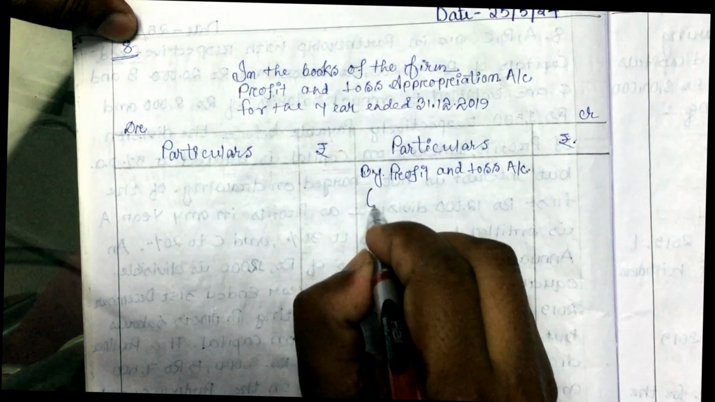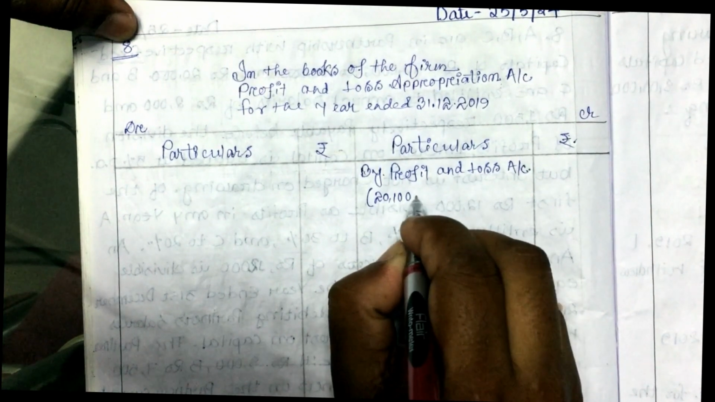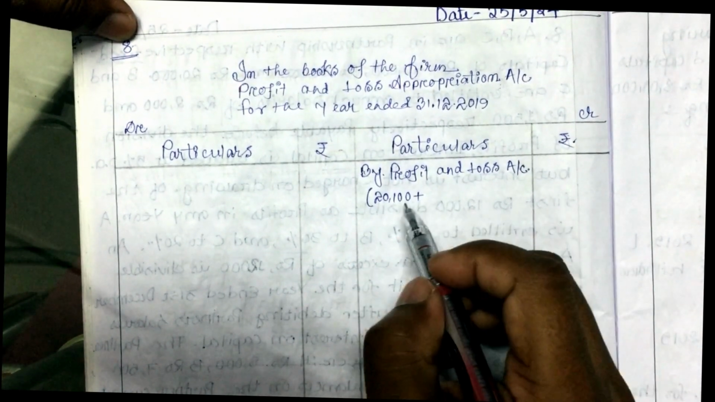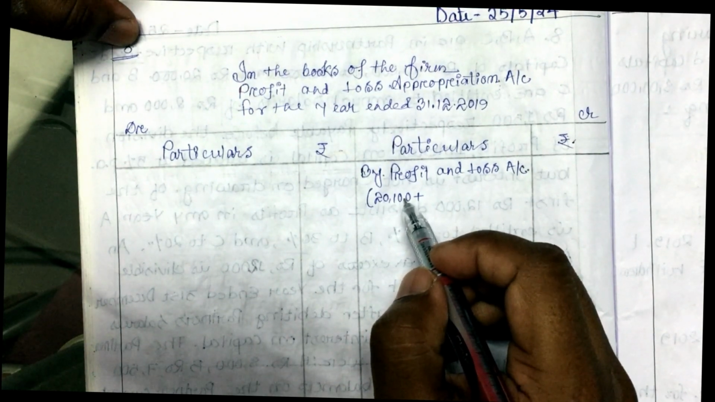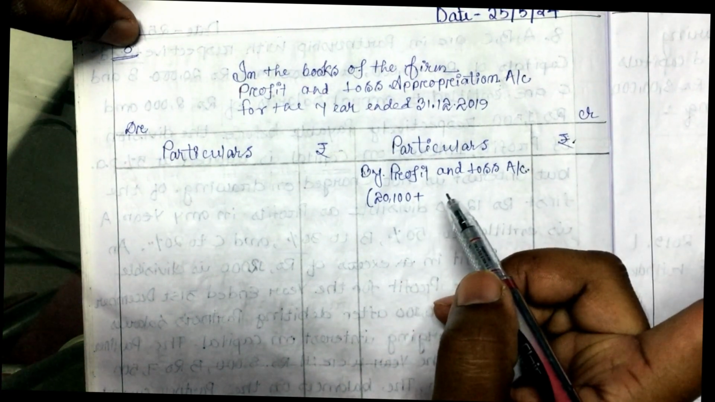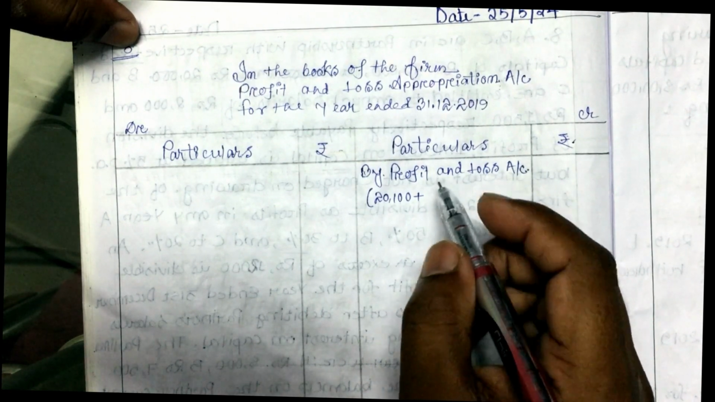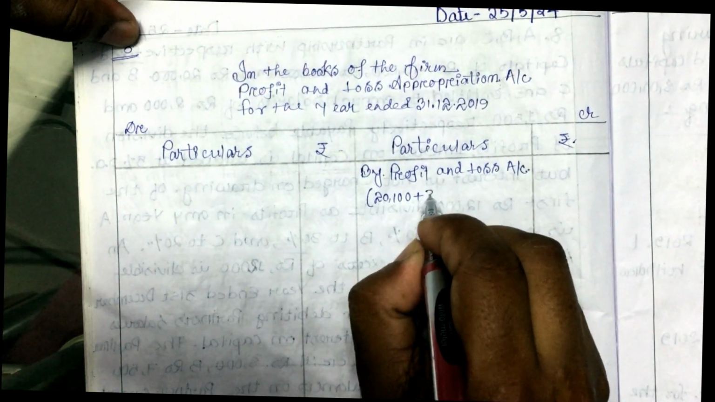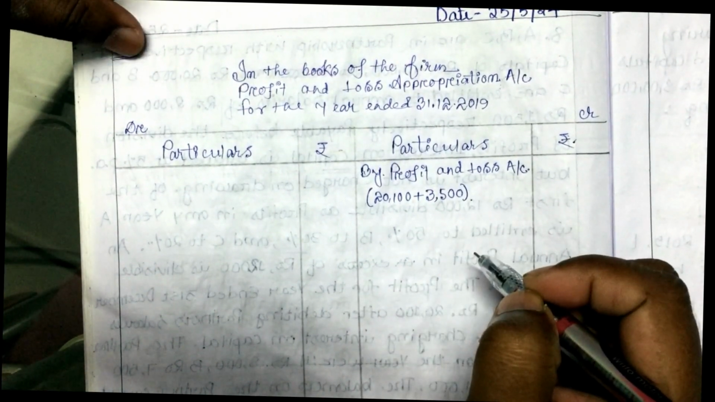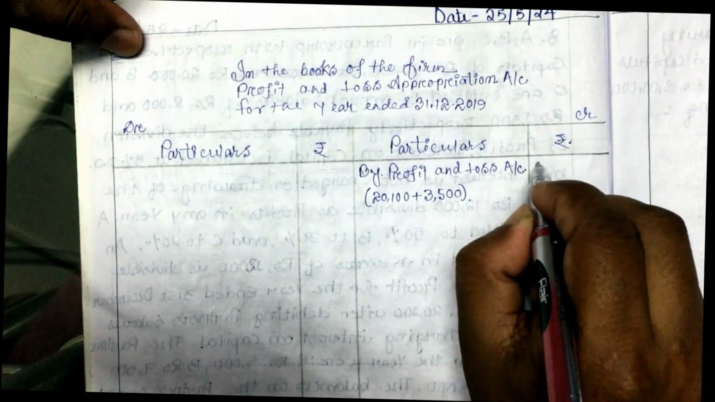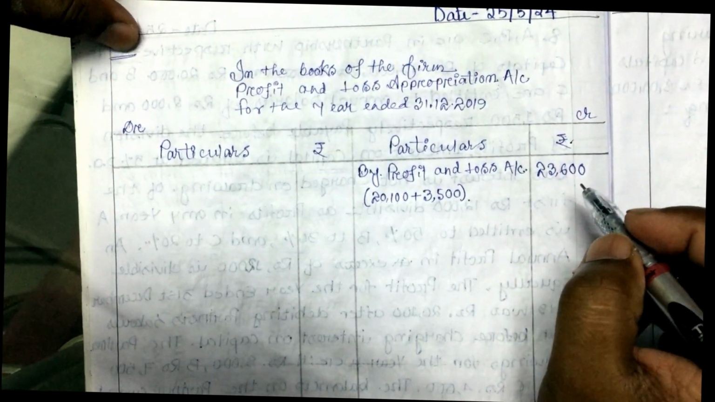See what is given. Our net profit is given at rupees 20,100, right? But this amount is after providing the salary to partner B and salary to partner C. B is entitled for a salary of rupees 2000 and C is entitled for 1500. So total of those two amount will be rupees 3500, added back. So it will be rupees 23,600 before any adjustment.